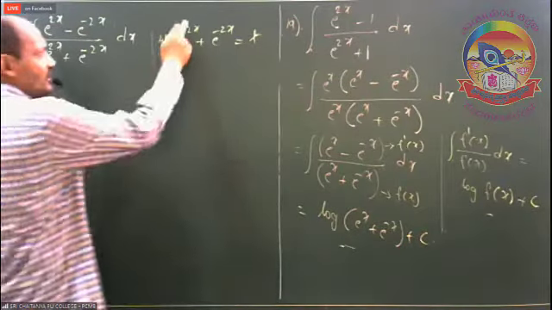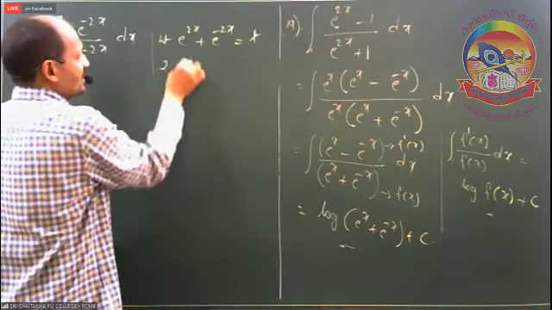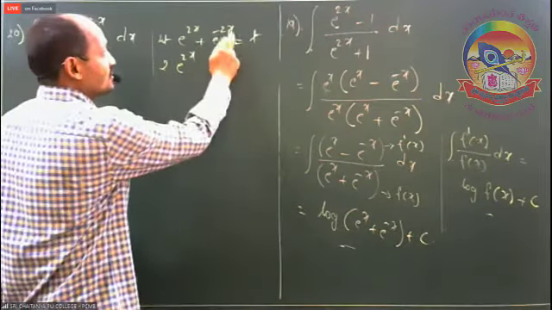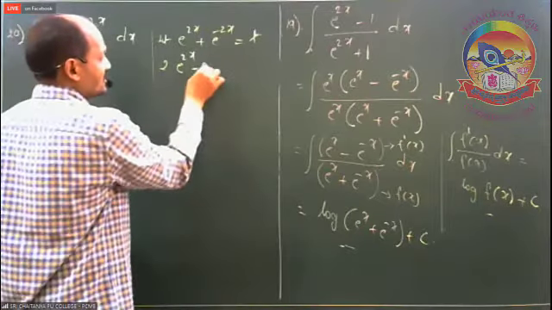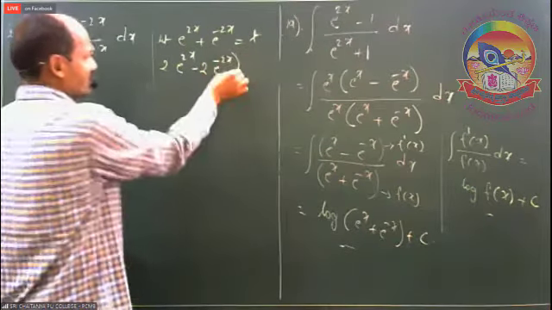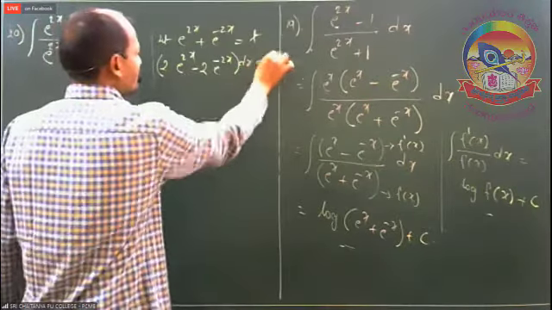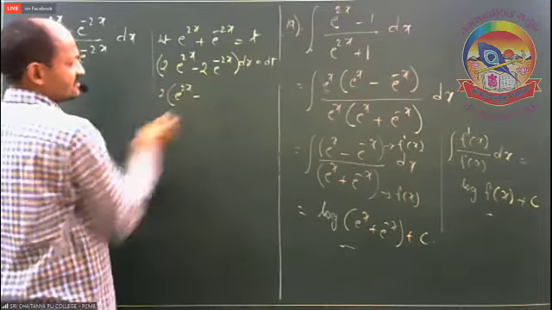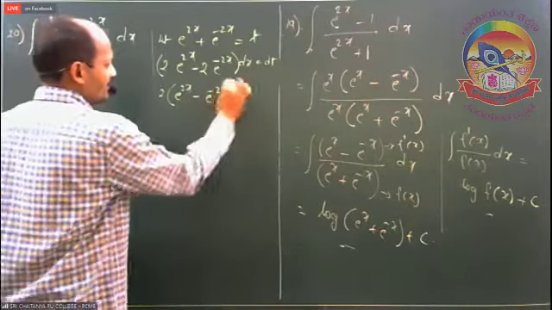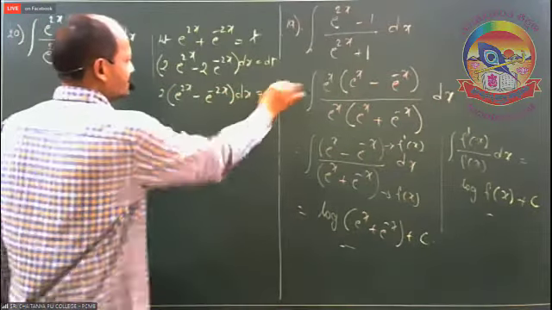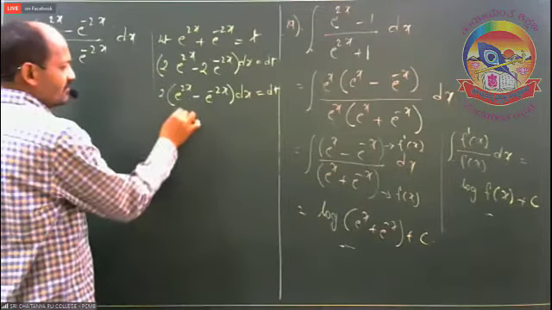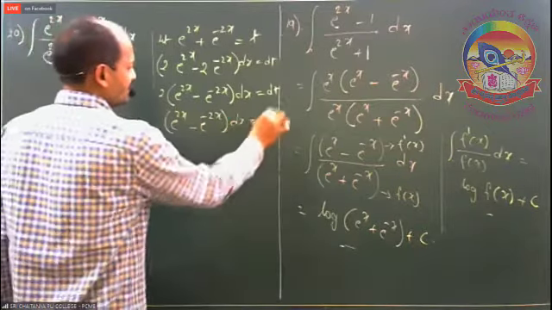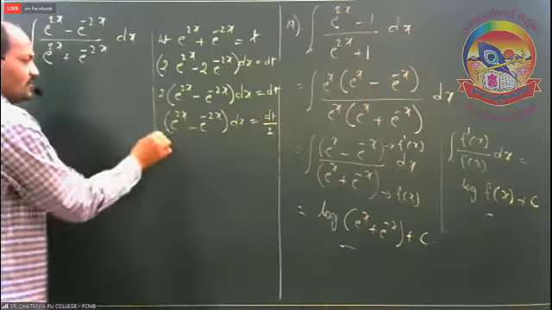What about the derivative of e power 2x? That is 2e power 2x. What about the derivative of e power minus 2x? That is minus 2e power minus 2x. So 2 into (e power 2x minus e power minus 2x) dx is equal to dt. So (e power 2x minus e power minus 2x) dx is equal to dt divided by 2.